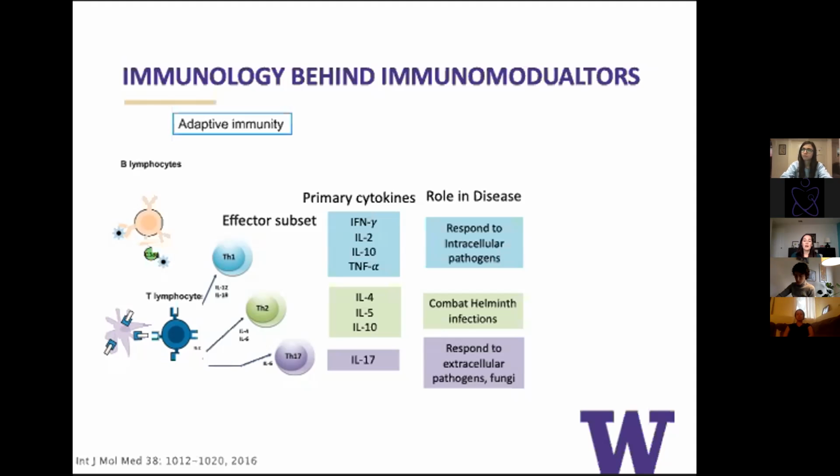Once these cells are activated and differentiate, T cells actually can gain homing markers and begin to migrate to sites in the body where they can exert their immune response. And in many cases, this tends to be the gut or pulmonary mucosa.